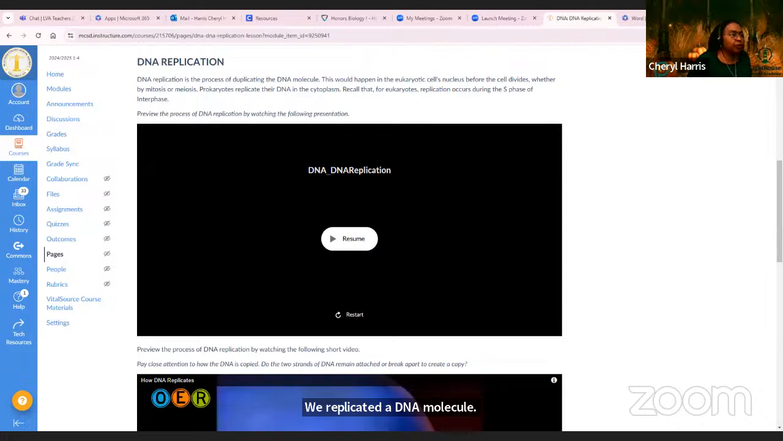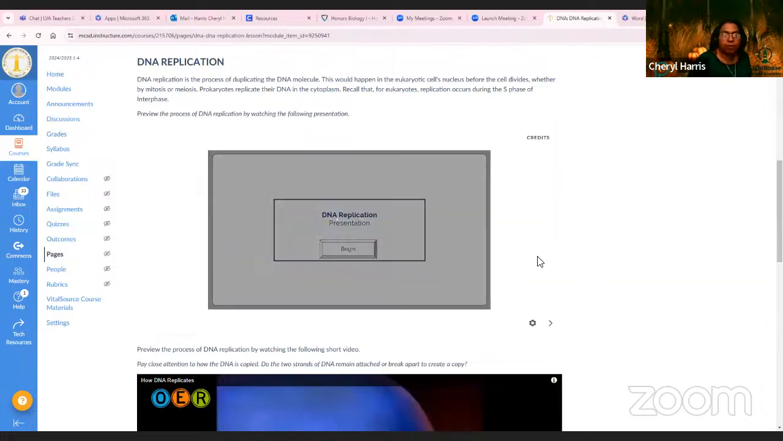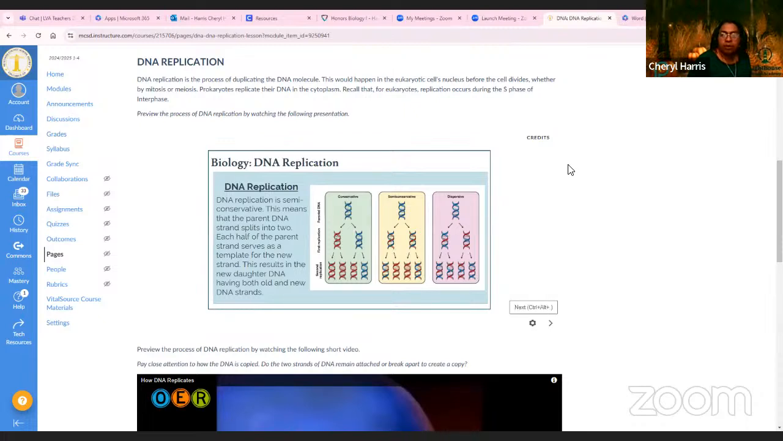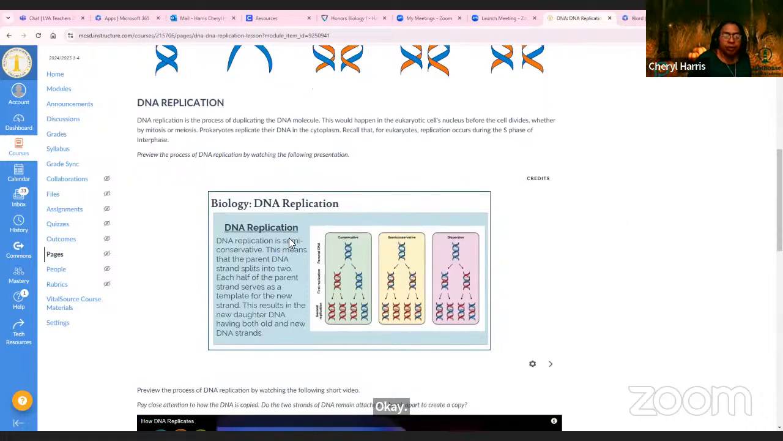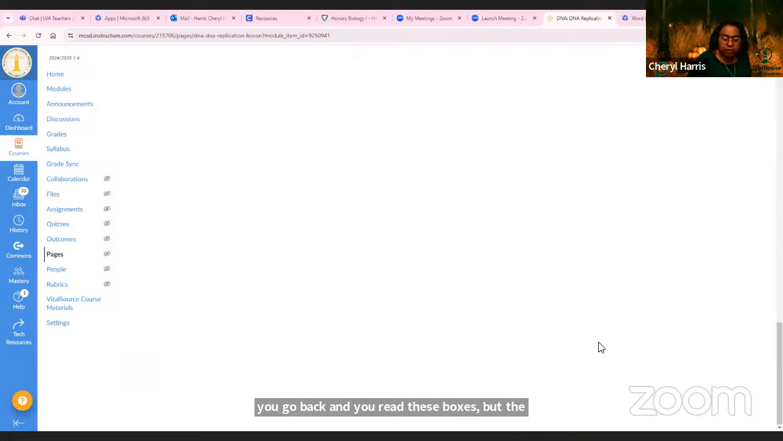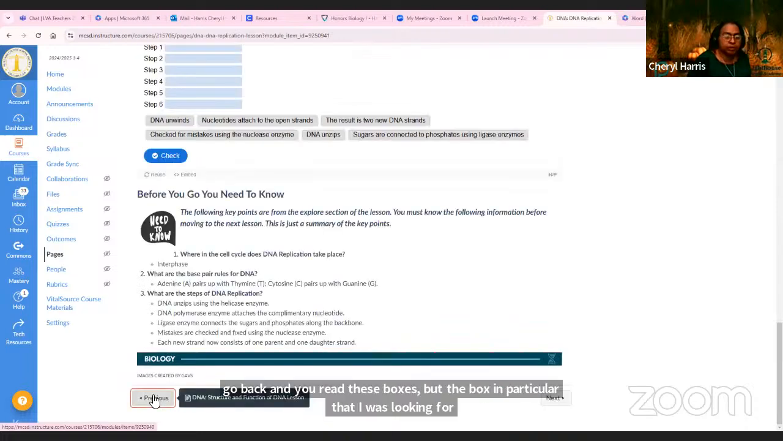So again, the activity was to demonstrate replication. We replicated a DNA molecule. Okay. All right, make sure that you go back and you read these boxes, but the box in particular that I was looking for is on the other page.